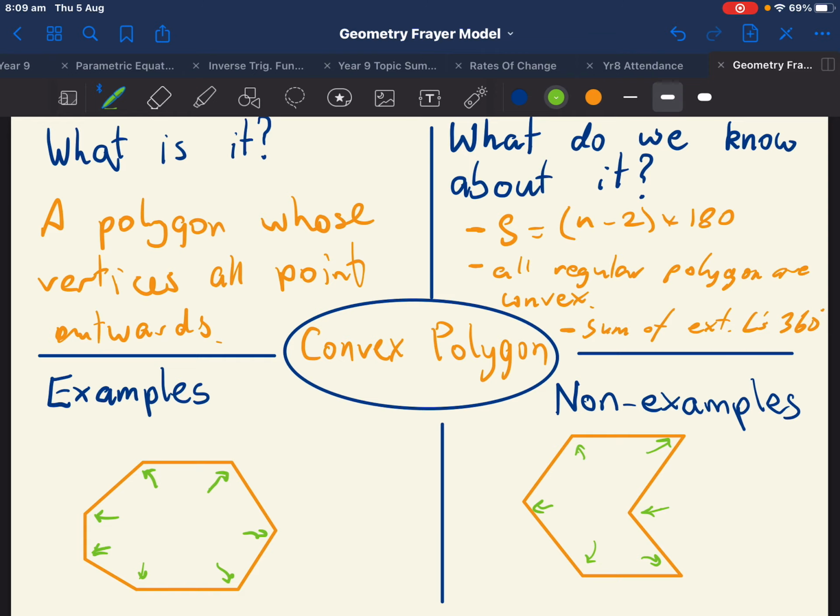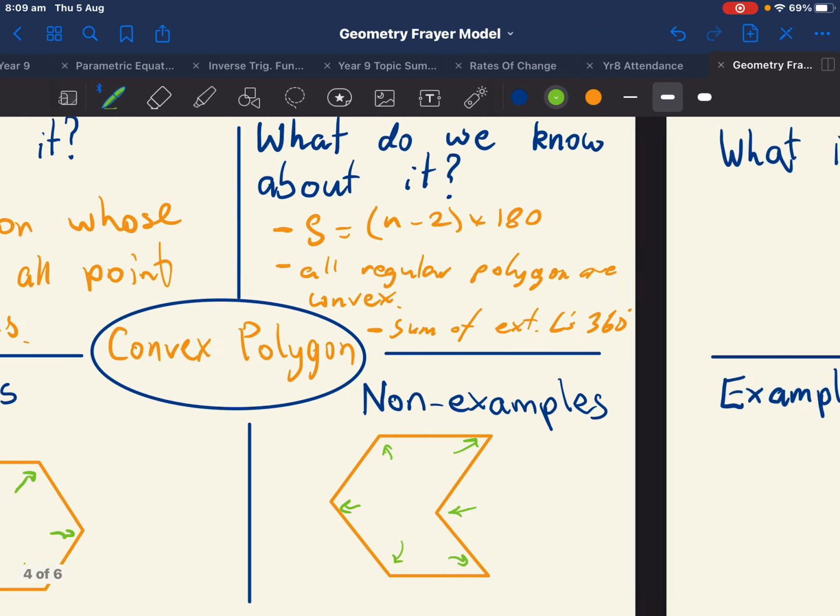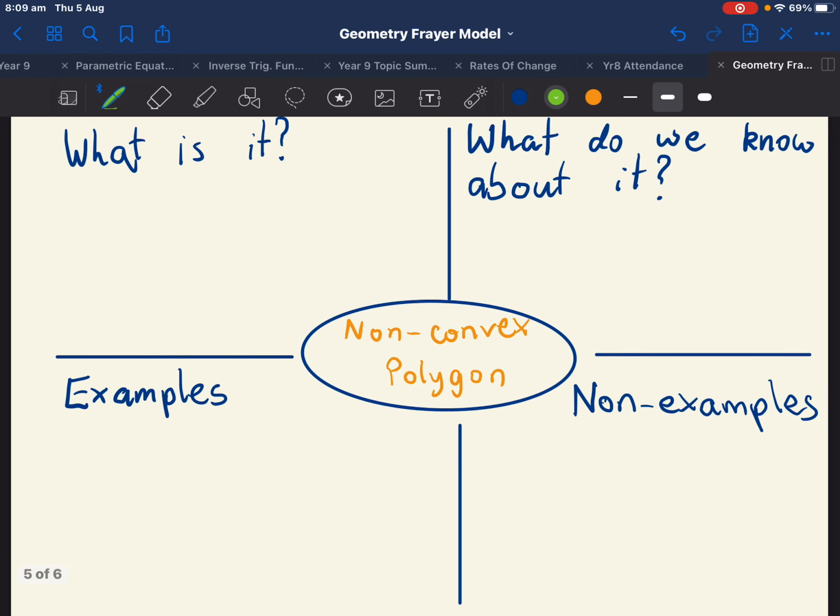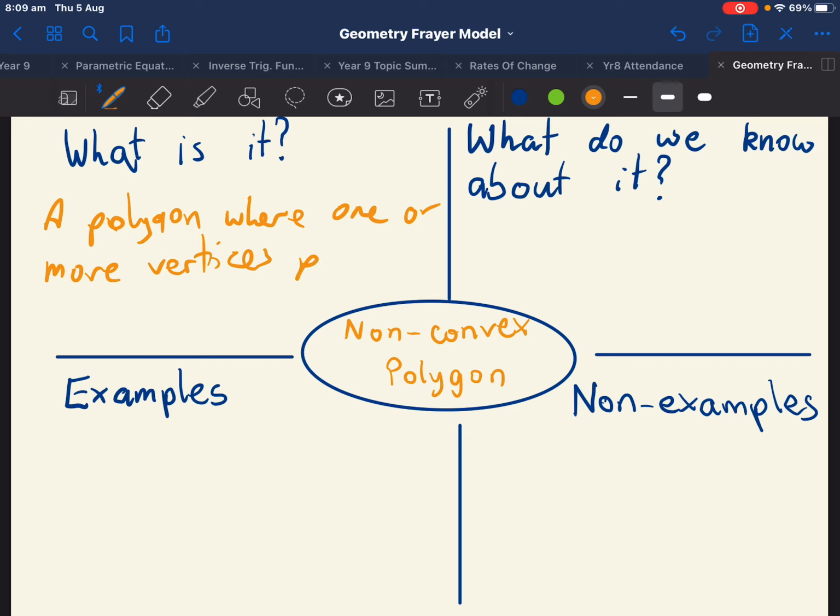So now that we've covered convex polygons, the other one's going to be pretty simple for you. We're going to fill it out for a non-convex polygon. So pause the video here, fill out the sections. Once you've done that, unpause the video, and we'll have a look through what maybe I would put. Okay, it is a polygon where one or more vertices point inwards.